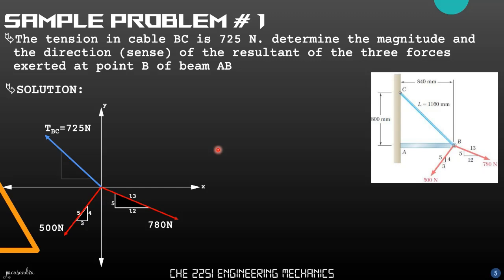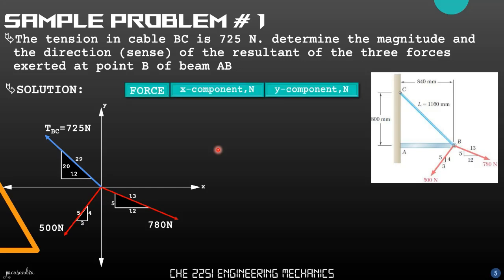From there, we can get their ratio. Simplifying 800 to 840, we will get 20 to 21. So its slope is 29. To solve for our resultant, let us tabulate our solution. So we have force, the X component, and the Y component in newtons. We have three forces: 500, 780, and 725 newtons.